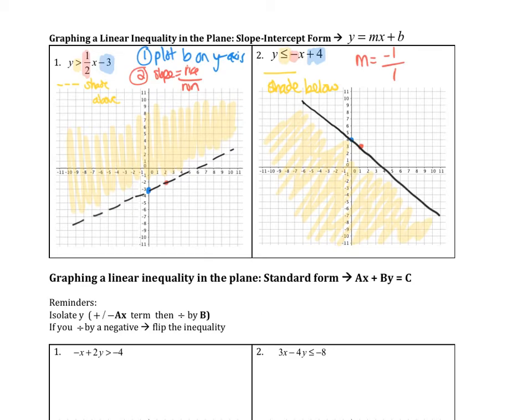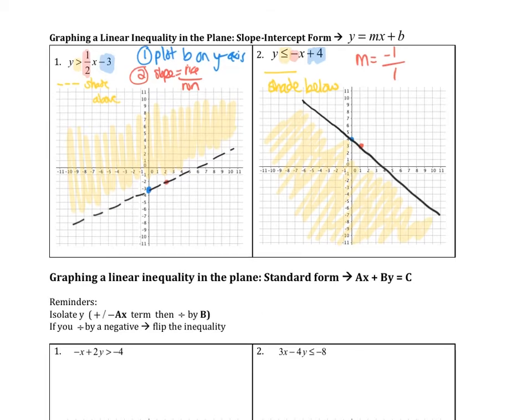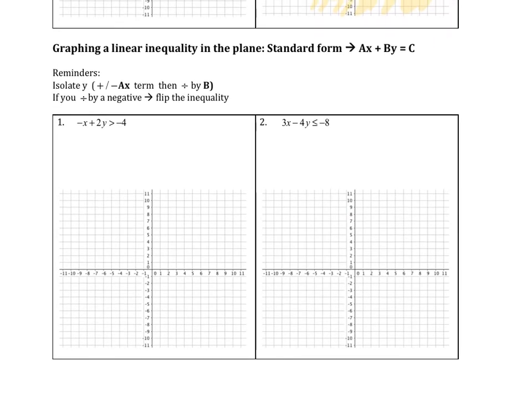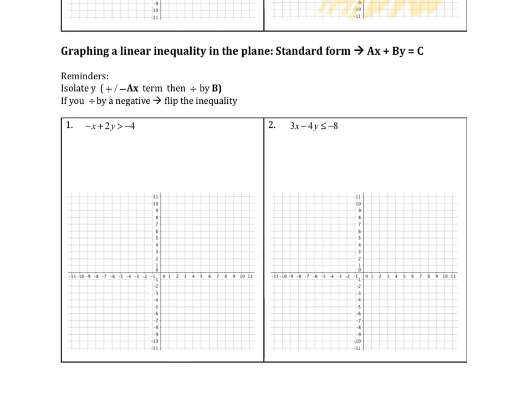So you have graphing a horizontal line, and then you have graphing a slanted line in the form y equals mx plus b. And then for the last one, we have graphing a line in standard form, which means you do have to do a couple things before you start to graph. You have to get it into y equals mx plus b first. So, reminders, in order to do that, you have to isolate y so that you can get it into y equals mx plus b. And if you divide by a negative, you have to make sure you flip the inequality. That's the most important piece, and a lot of people forget that. Remember, if you ever divide by a negative number, you flip the inequality symbol.